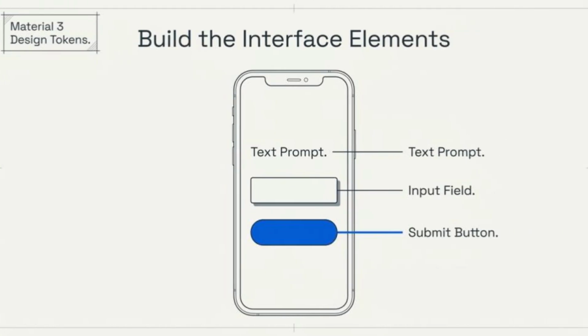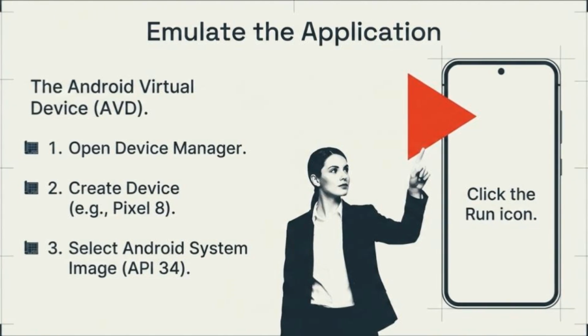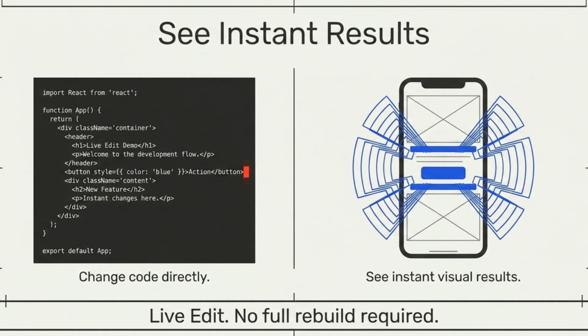To build the interface elements, we'll use Material 3 design tokens for components like text prompts, input fields, and the Submit button. To emulate the application, use the Android Virtual Device, or AVD. Open Device Manager, create a device like Pixel 8, select a system image, and click the Run icon. Live Edit lets you change code directly and see instant visual results, eliminating the need for a full rebuild.